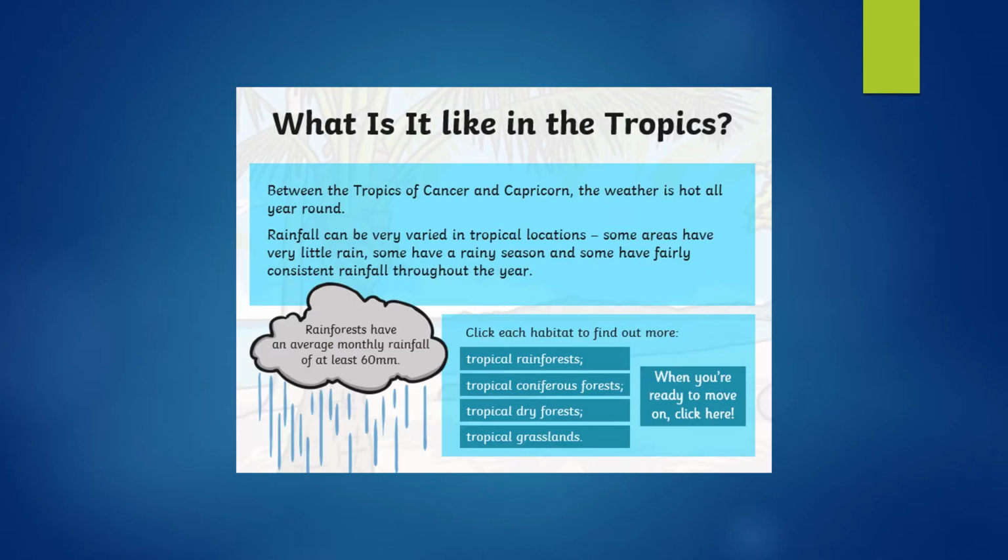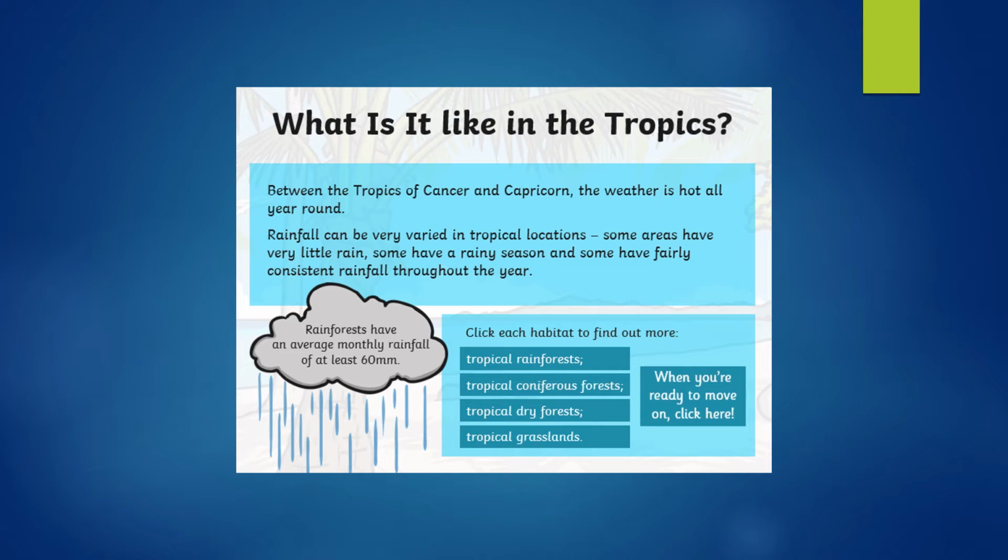So what is it like in the tropics? Between the tropics of Cancer and Capricorn, the weather is hot all year round. Rainfall can be very varied in tropical locations. Some areas have very little rain, some have a rainy season, and some have fairly consistent rainfall throughout the year. Rainforests have an average monthly rainfall of at least 60 millimetres. So you can click on each habitat to find out more. So you can read through those ones.